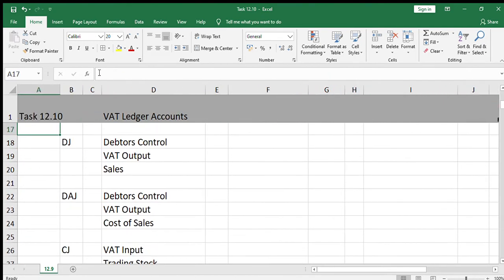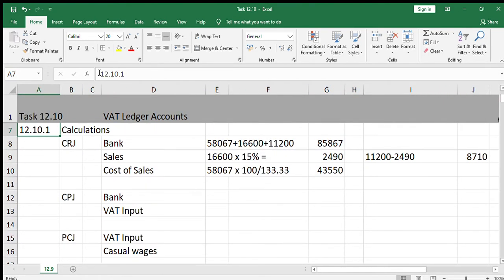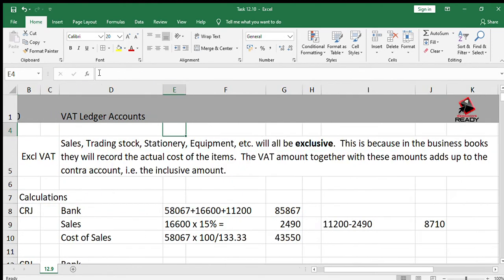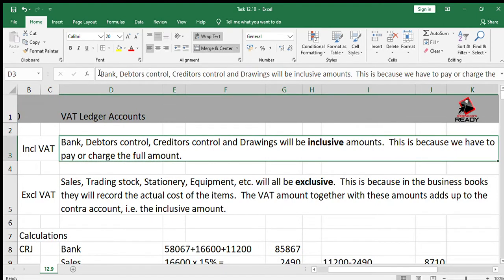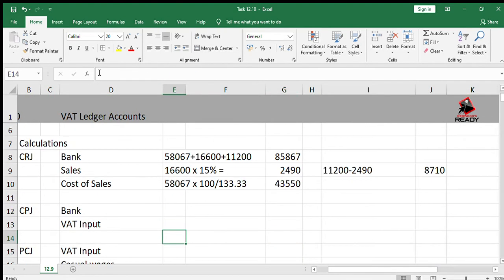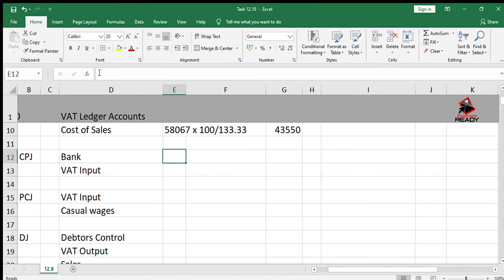Then the next journal we're going to look at is the CPJ. In the CPJ, you have to calculate the bank amount and the VAT input amount. We're going to have to calculate the VAT input amount first because the bank amount needs to include that. Remember up here our note says that including VAT is bank, debtors control, creditors control, and drawings. So let's calculate the VAT input first. There's a note just under the cash payments journal. It says the VAT paid on equipment, stationery, and motor expenses can be claimed back from SARS.